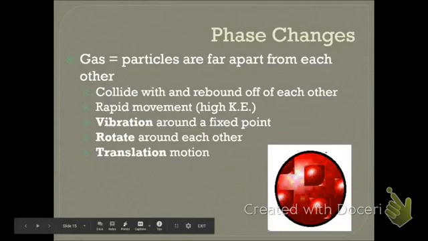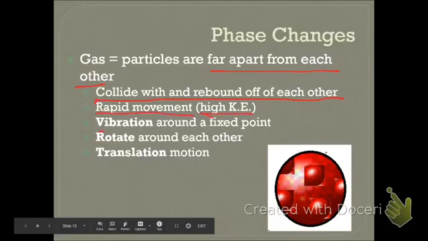And we have gas particles. Gas particles are far apart from each other. So as opposed to being limited in movement or flowing around each other, they collide with and rebound off of each other. Their movement is very rapid, so they have a high kinetic energy.